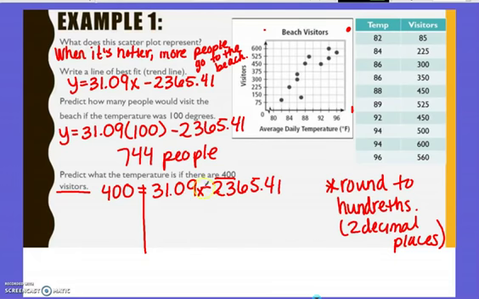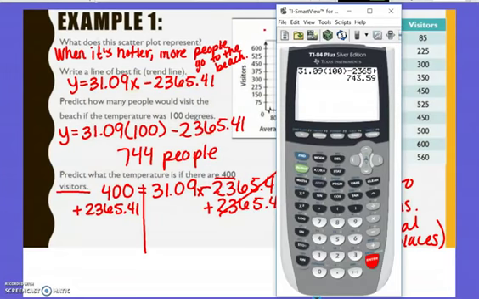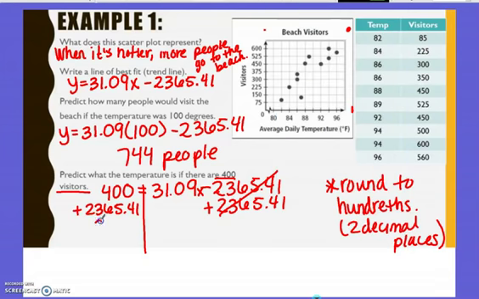So if I'm x, that's my best friend. I'm going to get rid of this. So I'm going to add 2365.41. I'm going to add 2365.41, and that goes away. And then, so you can do that in your calculator. There we go. So 400 plus 2365.41, and I get 2765.41. So 2765.41 equals 31.09x, and we just divide by 31.09.